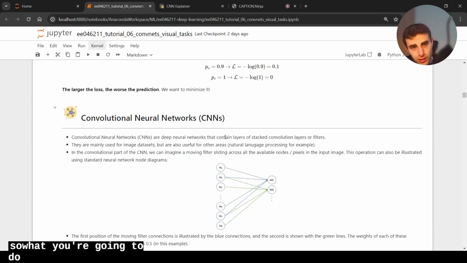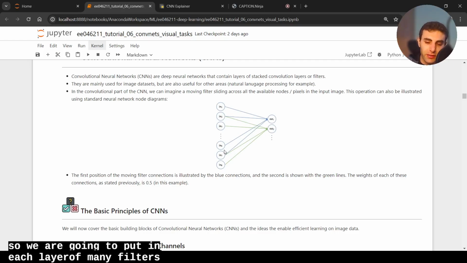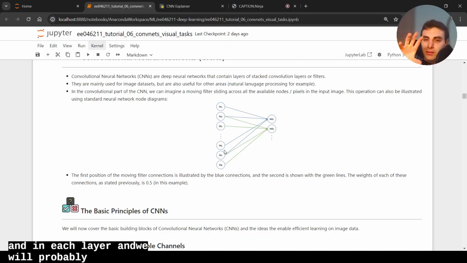So what we are going to do now, we're going to talk about basic building blocks of convolution, and several operations that are part of convolutional neural networks. The basic ingredient is, of course, the kernels themselves, the filters, and we're going to stack them in layers. In each layer we will put many filters, so each filter will hopefully detect a different feature, and in each layer we will probably decrease the resolution. So we will increase the channel dimension and decrease the spatial resolution. We will see that in practice.